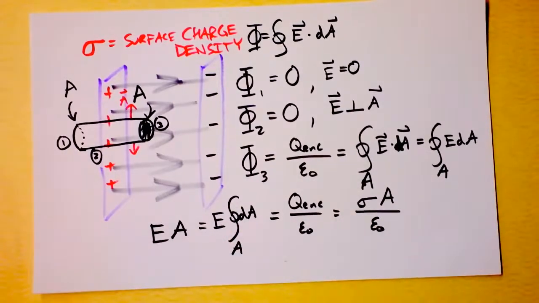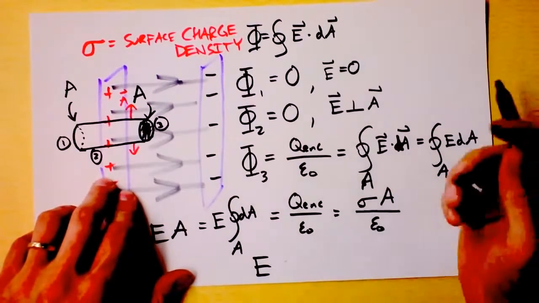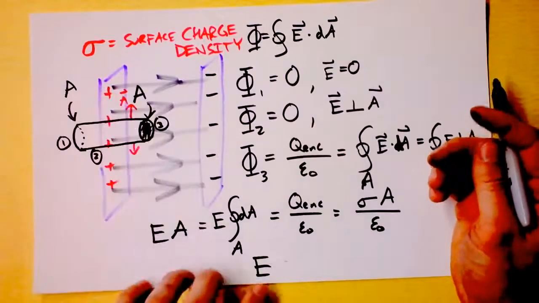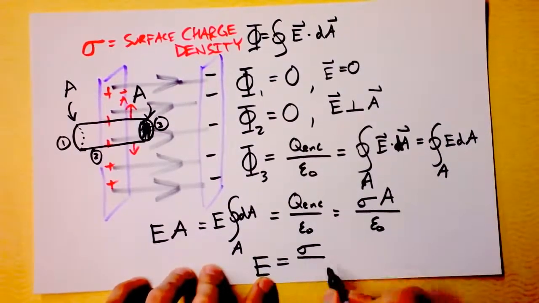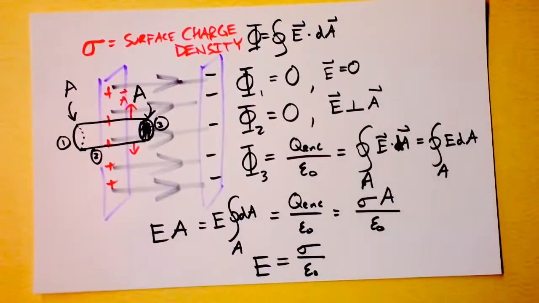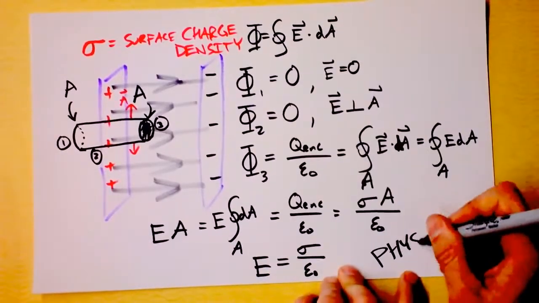So they cancel out. So it doesn't matter the size. And we find that the electric field inside of a parallel plate capacitor is simply sigma divided by epsilon naught. Dang. Isn't that beautiful? Physics. I'll put that here for you.